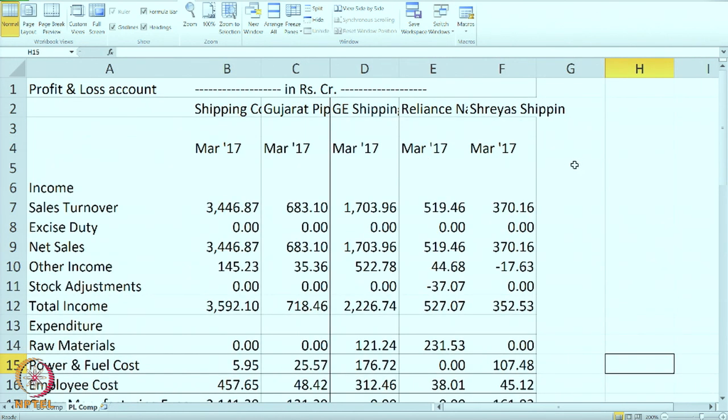Now, is it visible? So, here we have taken up financial statements of 5 leading shipping companies in India. We were just talking about comparison across the industry peers. Now, this is for Shipping Corporation of India, the company which we were discussing. Then there is Gujarat Pipavav, GE Shipping, Reliance Naval and Shreyas Shipping. Now all the figures are given. You can see Shipping Corporation is an industry leader. They have much more turnover than other companies. Other companies are relatively small, but we would try to calculate their profitability now as a percentage.